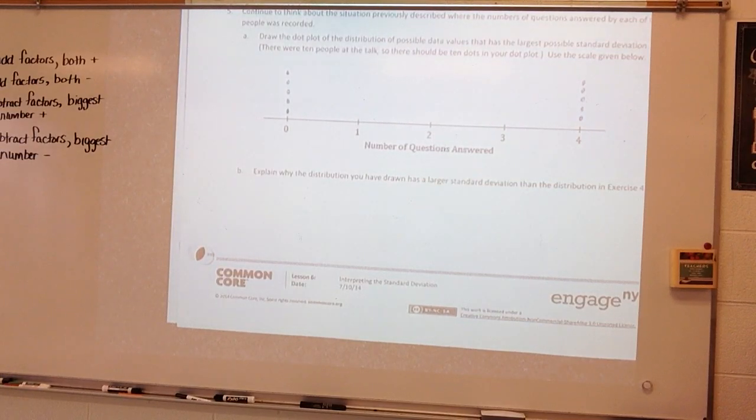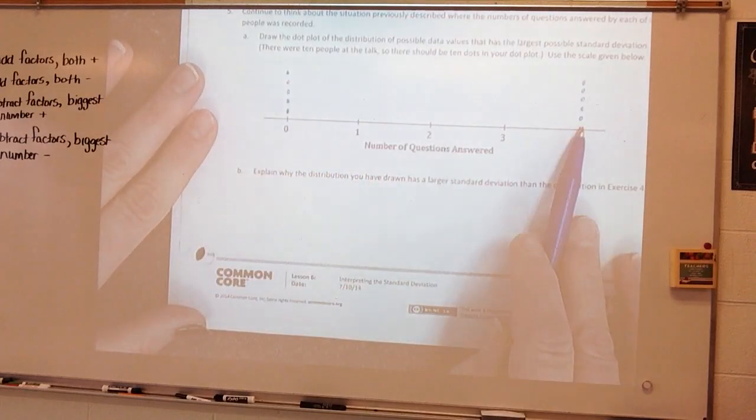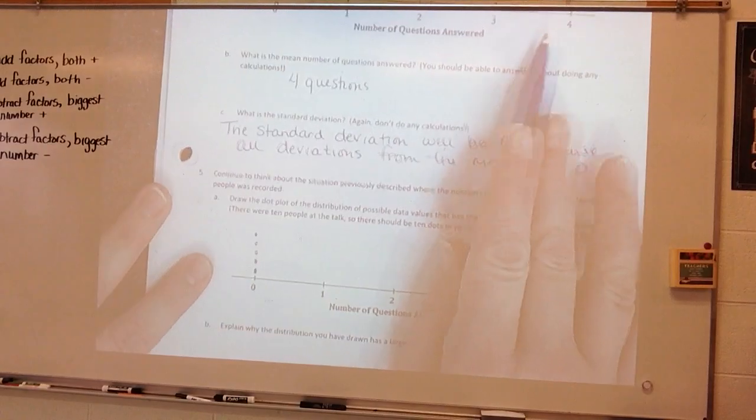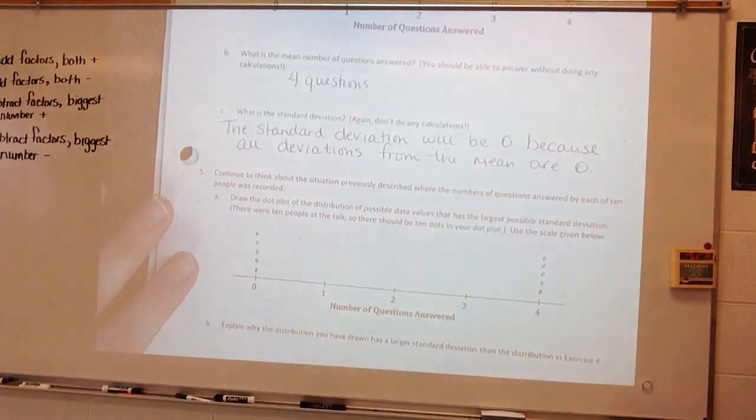Why? The standard deviation of this distribution is larger than that of the one in exercise 4 because the deviations from the mean here are all greater than or equal to the deviations from the mean in exercise 4. All right? So these are going to be greater than or equal to the deviations from exercise 4.